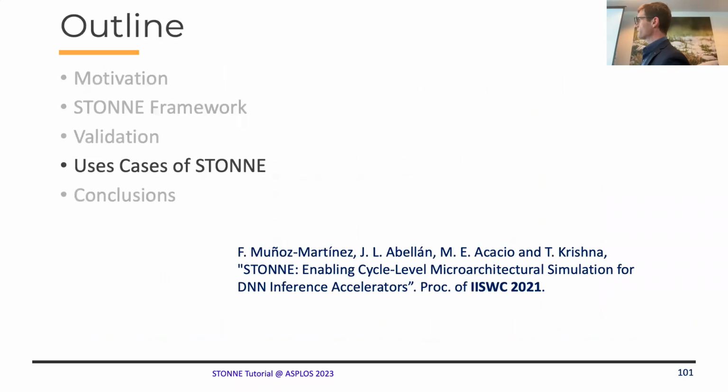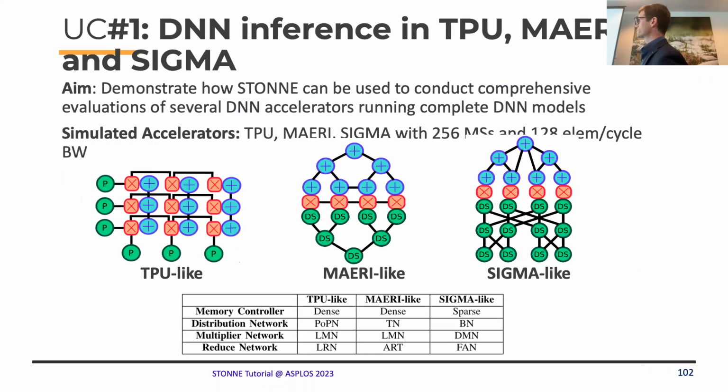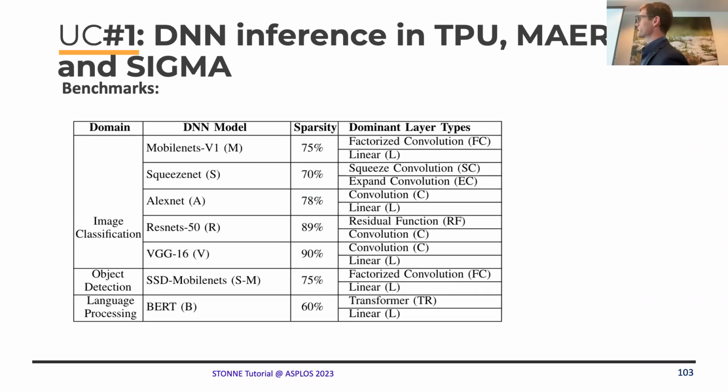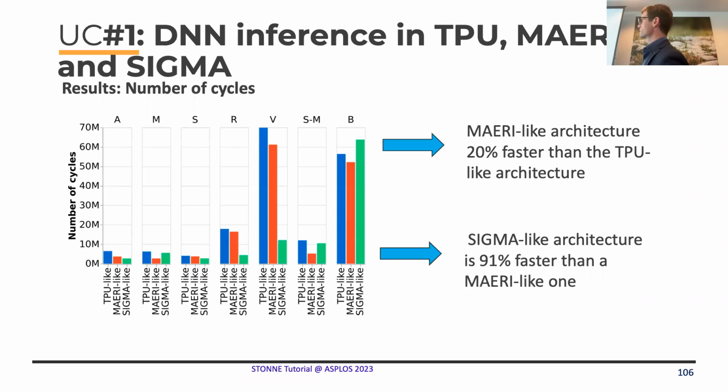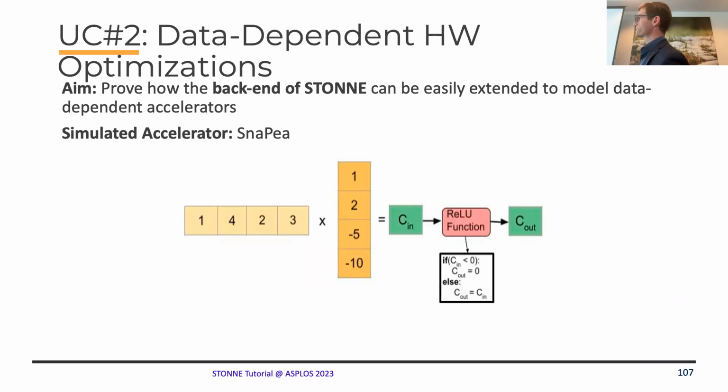And in this paper, we presented 3 different use cases. The first one is a comparison of the TPU, MAERI, and SIGMA accelerators in terms of how they behave in runtime and energy consumption. Another one is how to implement data-dependent optimizations. So this is the first one, the comparison of the different TPU, MAERI, and SIGMA in terms of number of clock cycles and also energy. That is not presented here.